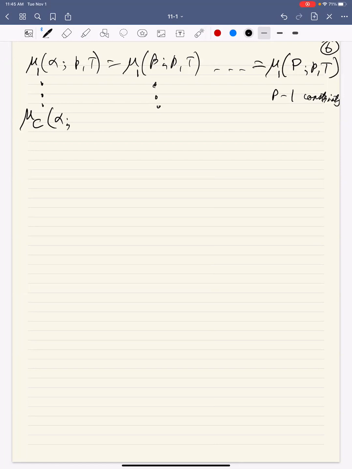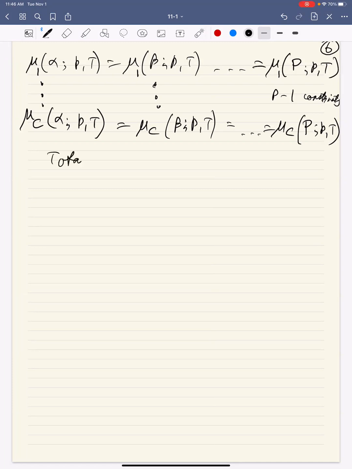Component number C will also have mu C of alpha P,T is equal to mu C of beta P,T, dot, dot, dot, is equal to mu C of phase P at P comma temperature. So P minus 1 constraint for each component, and how many components? C. So the total number of constraints is equal to C multiplied by P minus 1.